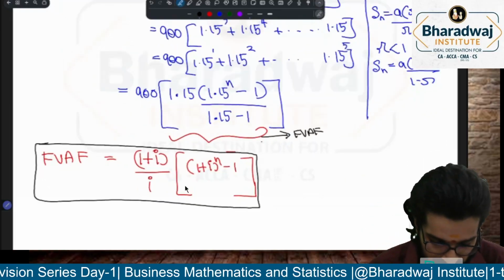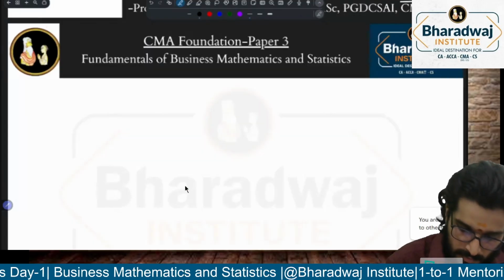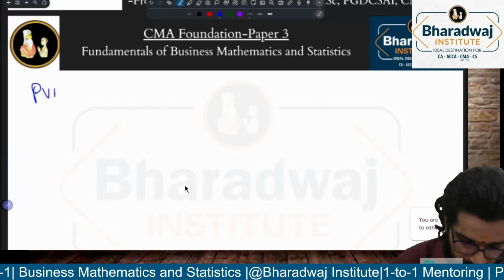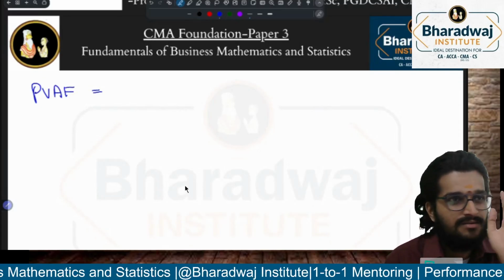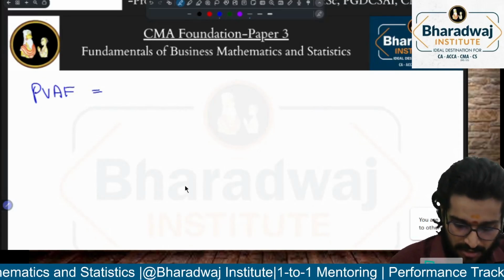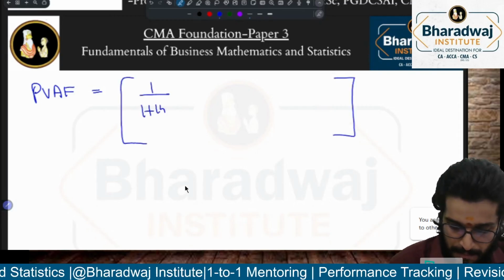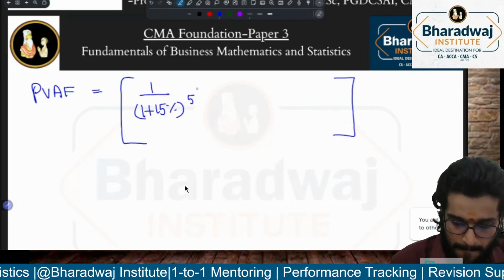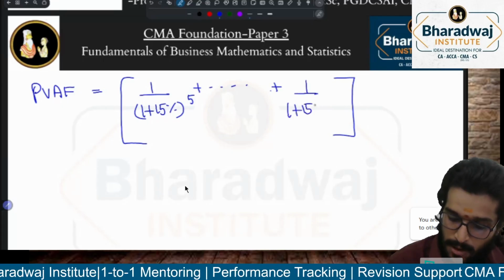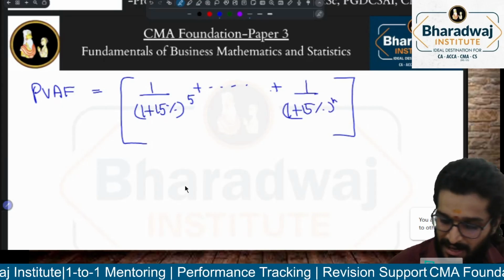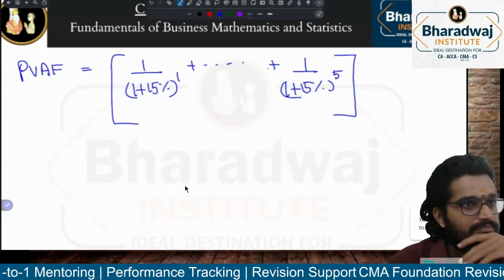Similarly, how to find present value annuity factor? How can I find it? What is the constant investment I should make? I'm not going for that amount. I'm just going with the factor. 1 divided by 1 plus 15 percentage power 1 till 1 divided by 1 plus 15 percentage power 5. I am writing it in ascending order, so it will be 1 and here it will be 5.